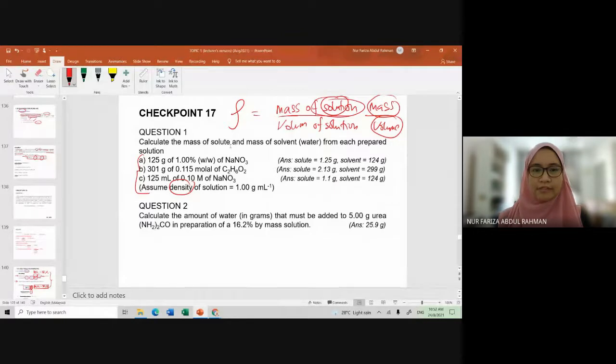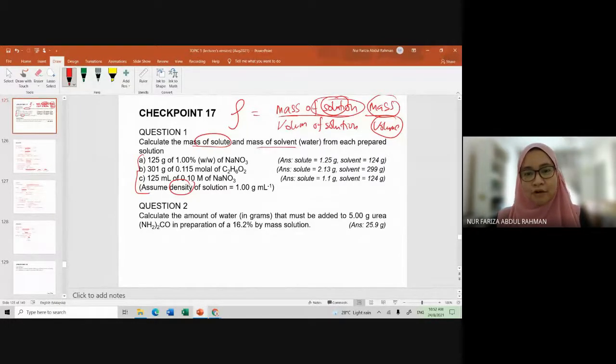Alright, so calculate the mass of solute and mass of solvent. That's the question. Seems easy, right? Calculate the mass of solute and mass of solvent, which is water, from each prepared solution. So A, B, and C. As you can see, the information given is all different. For A, the information is given in mass percent. For B, in terms of molality. For C, in terms of molarity. This is good practice for you guys. Make sure that you understand it by heart.